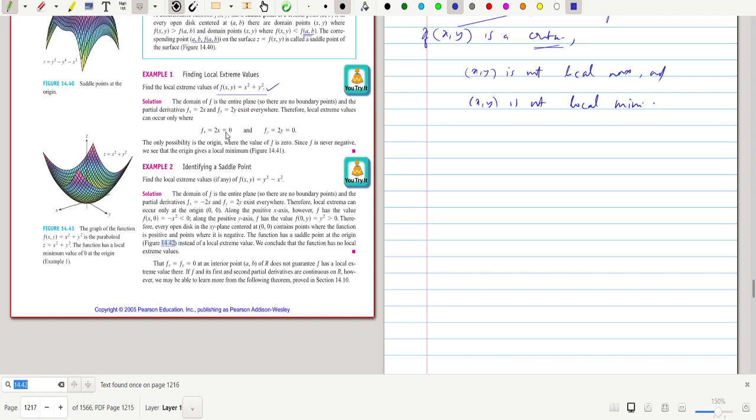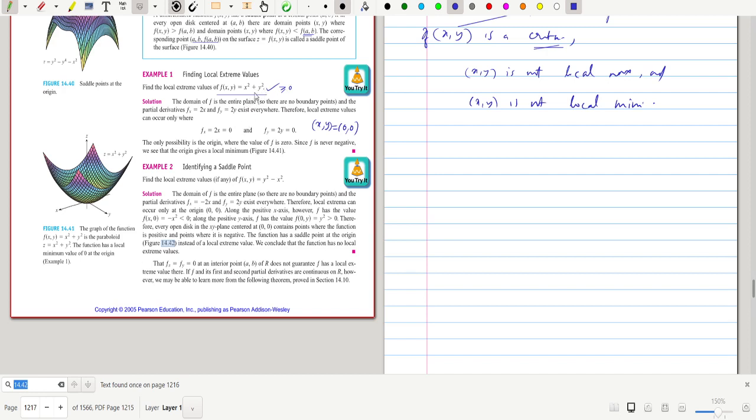By equating 2x equal to 0 and 2y equal to 0, you get (x, y) equal to (0, 0). This is the only possible critical point. Since f is always greater than or equal to 0, because these are always positive quantities, x squared and y squared.